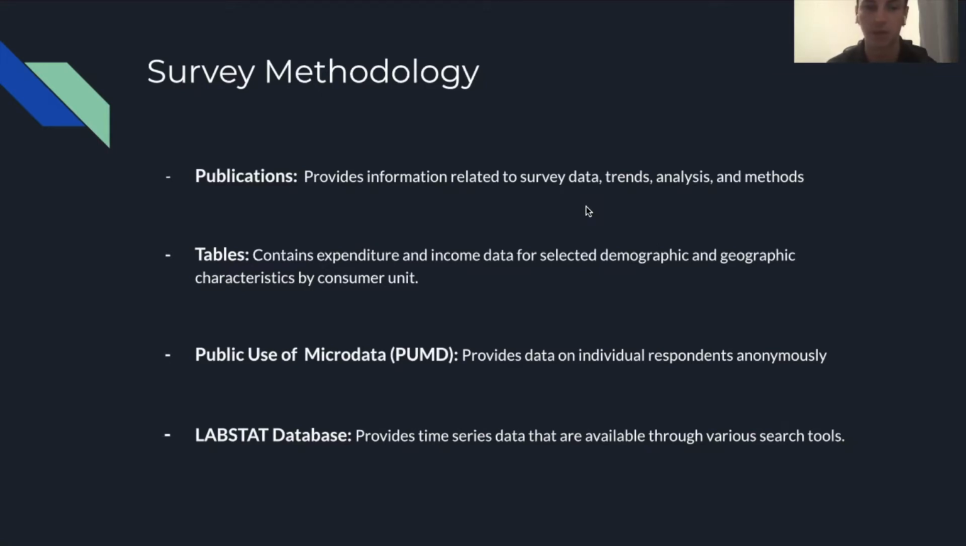There is the public use microdata, or the PUMD. This provides data on individual respondents anonymously. And then the LabStat database provides time series data that are available through various search tools. And we'll go into these in more detail.